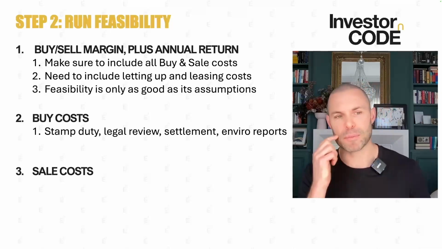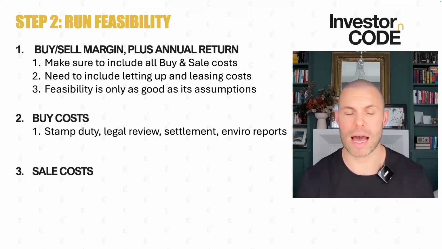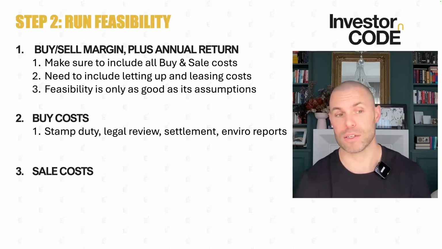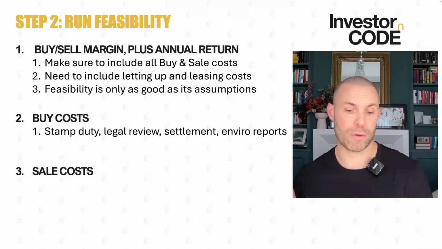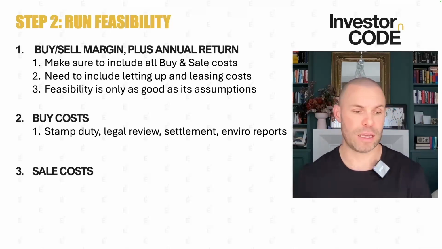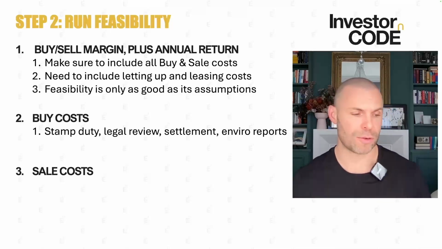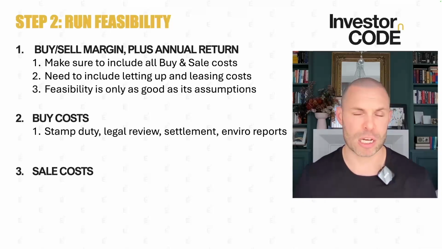Okay, some good examples of buy costs. We've got stamp duty, we know that. Now, in some states, like South Australia, for instance, there's no stamp duty right now, so you wouldn't have to factor that in. But in all the other states, there's stamp duty. There's a legal review, which might be the review of the contract or a review of the mechanism that you're using to buy the property, whether it's a contract or an option or some other form of transfer.